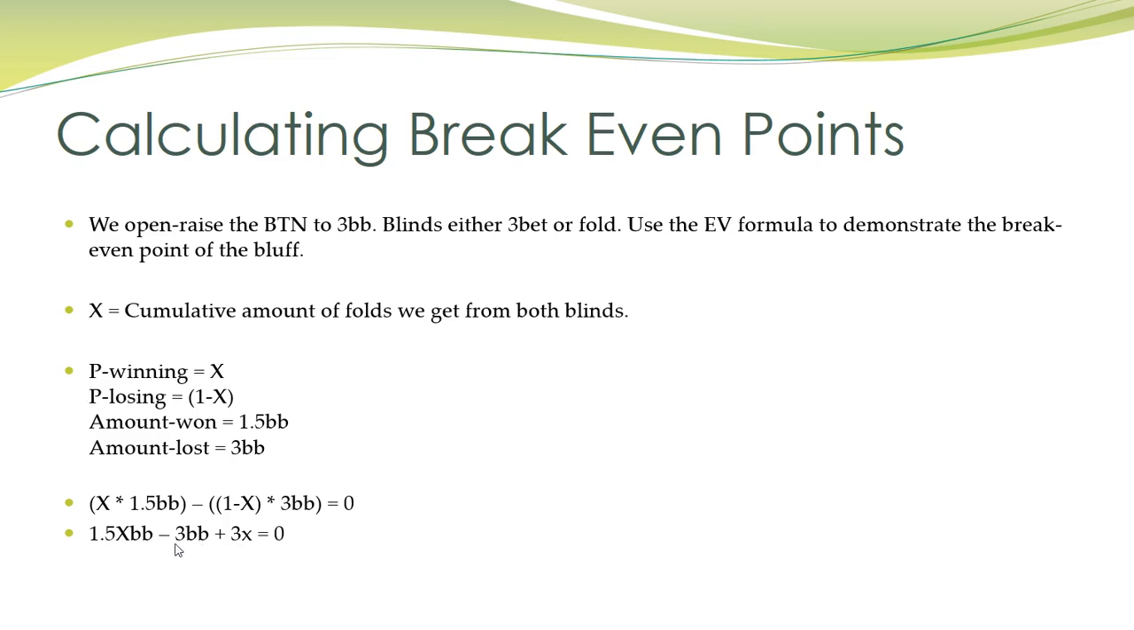So now we've multiplied out the brackets, so we get 1.5x big blinds minus 3 big blinds plus 3x big blinds equals 0. So now is where the next algebraic trick comes in. Number 1 is multiplying out the brackets first. Number 2 is rearranging this equation so that we can solve for x. Now the reason why it's called an equation is very specifically because it has an equal sign. If something doesn't have an equal sign, then it's not an equation. But this has an equal sign.